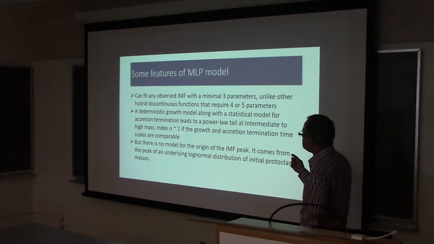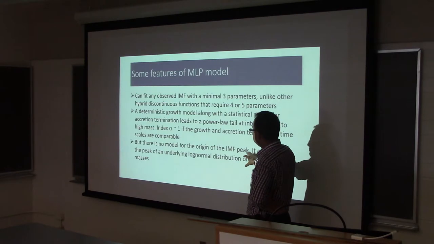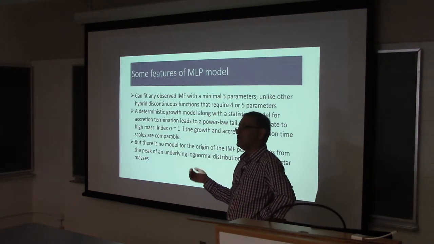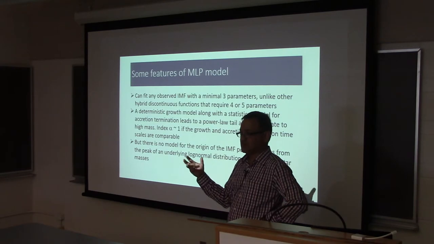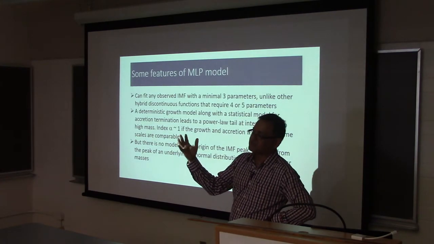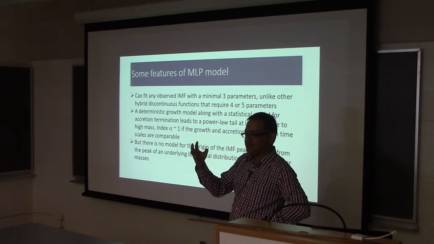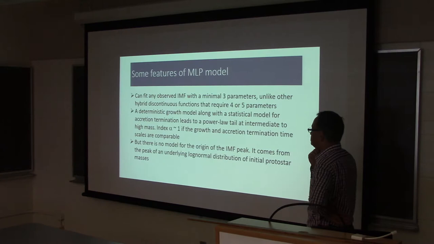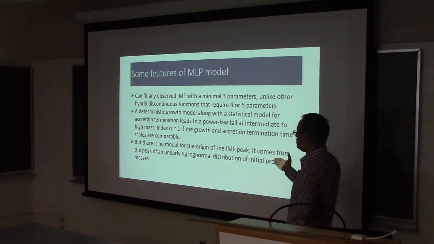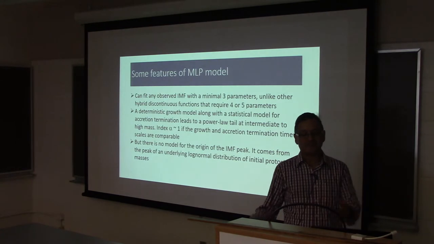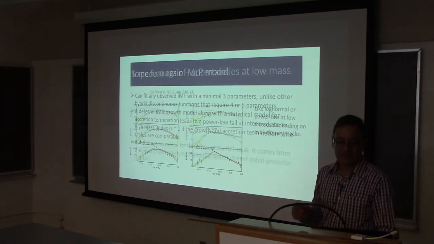But in the MLP, there's no model for the peak. The peak is being inherited from the underlying log normal. You start with a log normal that has a peak, and then you evolve, and the peak may actually move a little bit. But whatever it is in the end is coming from that initial peak that was put in. And that's a log normal. So we're still stuck with maybe the infinite number of parameters for the initial conditions.